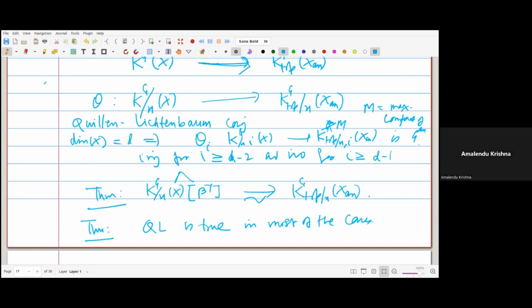So if you take i sufficiently big, then there is no difference between algebraic K theory and topological K theory. That's a remarkable fact actually. Why? Because topological K theory is easier to compute, so you can go back and compute algebraic K theory. So I think I should stop here now.